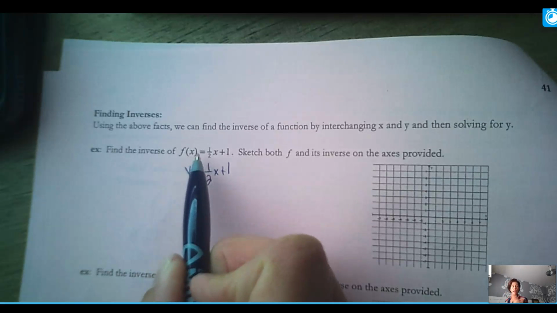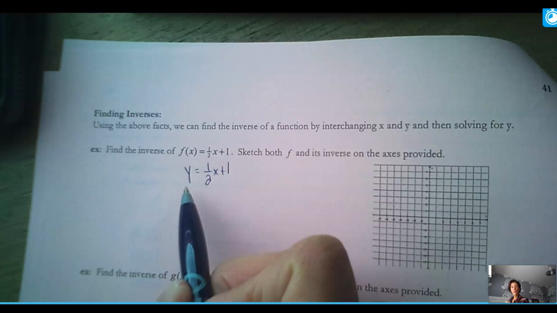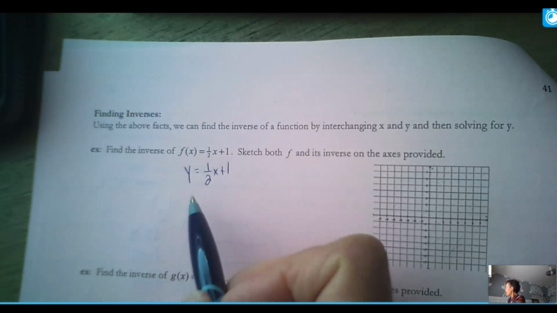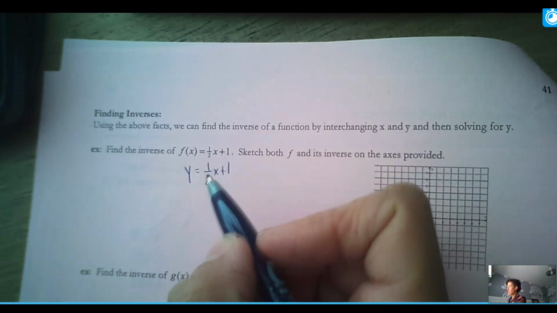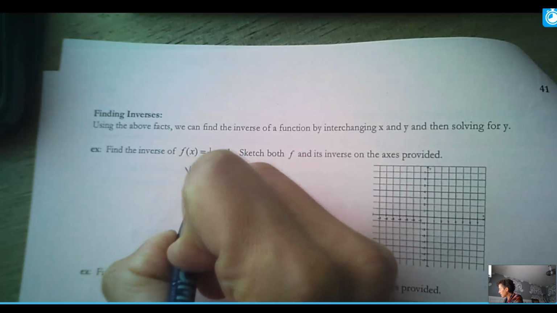And this is a function. I know it's a function because it's f of x. So what we're going to do is find the inverse of it, and then we're going to see, is the inverse actually a function? So the first step of finding an inverse is we're going to have x and y switch spots.